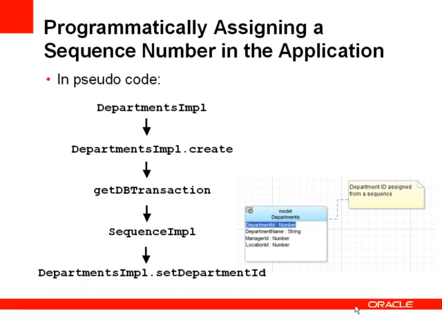So in a little bit more detail, we have our departments impl, which is the implementation object that references our department's entity object. It has a method called create, which is called whenever a new department is created. There's a call to get DB transaction, which will allow us to get access to the current database transaction, where we can read a sequence number into an object called sequence impl. That represents a sequence number read from the database. And then we can call the departments impl dot set department ID. That's the appropriate method we're calling to actually set the value in department ID. So let's have a quick look at this in a demonstration.